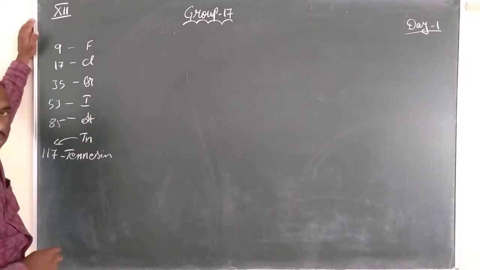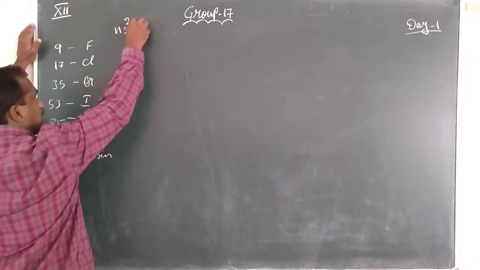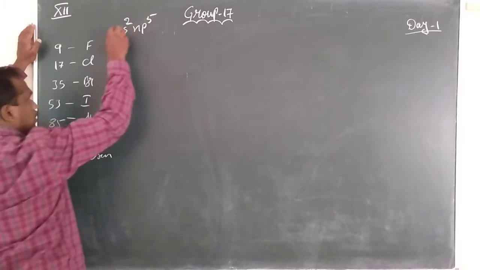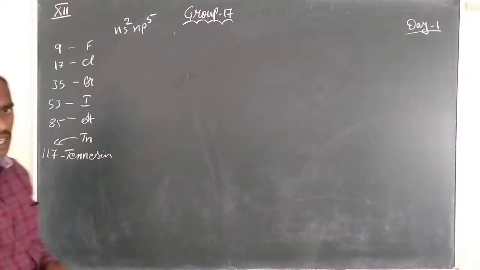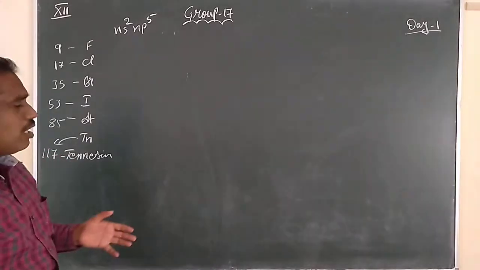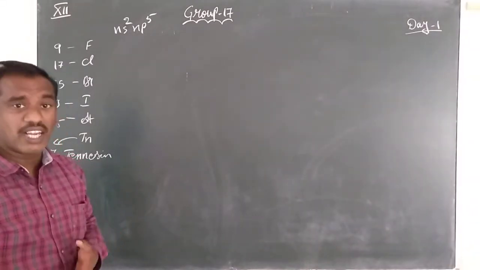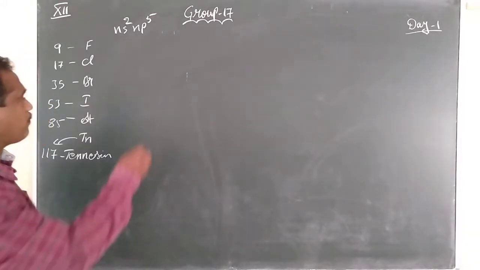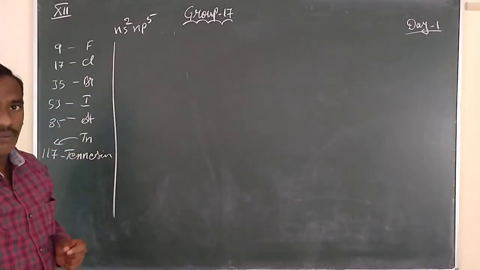What is the general electronic configuration of this group? The general electronic configuration of this group is ns2 np5. Before this we will have the noble gas core, because this data is also asked in some objective examinations. I do not want to introduce much about the occurrence. In the occurrence, don't forget the source or the compound formula they will give.